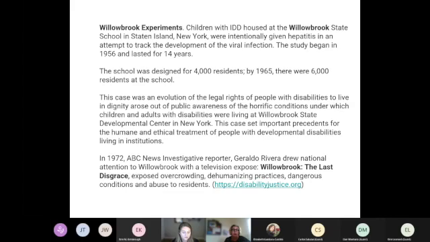This slide talks about the history of Geraldo Rivera's exposé and a link in case you wanted to look at that any further. And just to forewarn you, it is disturbing if you look at that website.